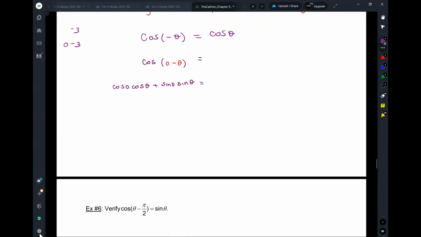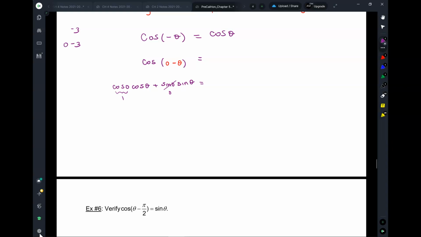Let's see, is this eventually going to equal cosine theta? It's not looking very likely right now. But what's cosine of 0? Not inverse cosine of 0. Just cosine of 0 is 1. When the angle is 0, cosine is 1. So that's 1 times cosine theta. What's sine of 0? Not inverse sine. Just sine at 0. When the angle is 0, what's the sine?